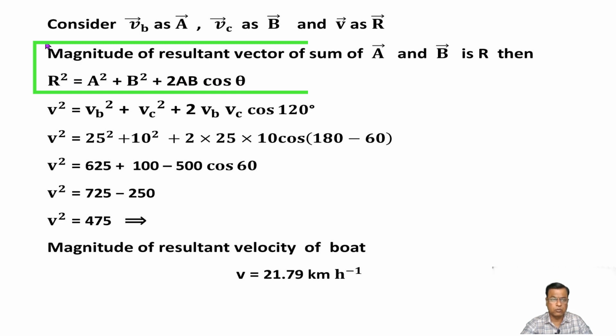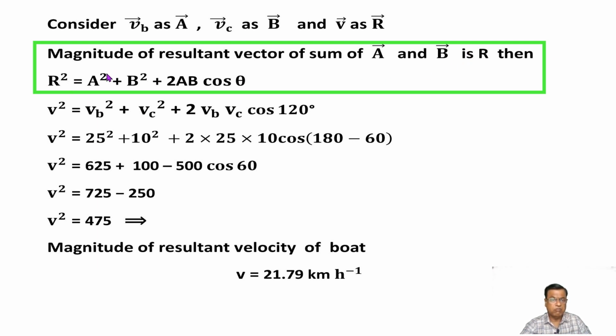This is the formula. If the magnitude of the resultant vector of the sum of A and B is R, then R square equals A square plus B square plus 2AB cos theta. This is the formula you have to memorize.